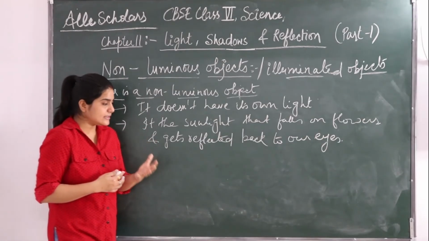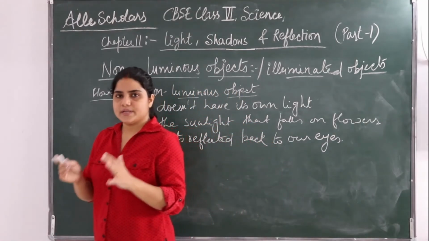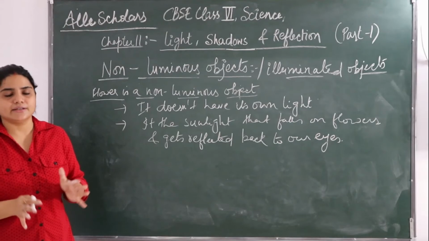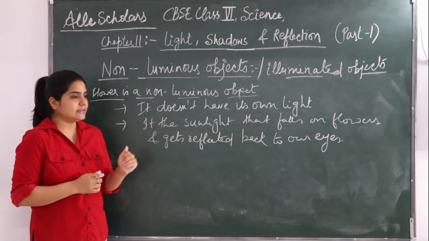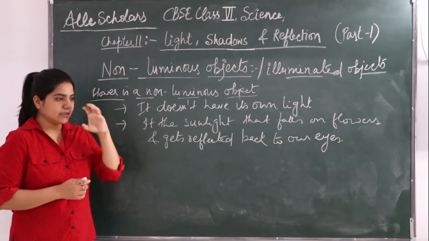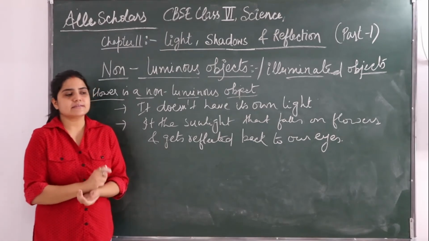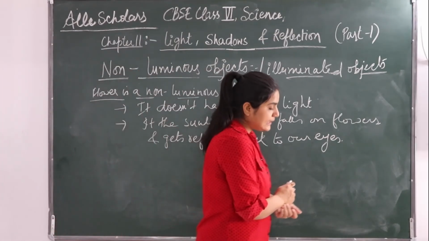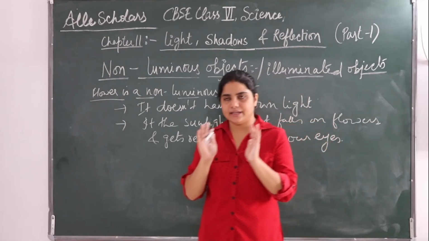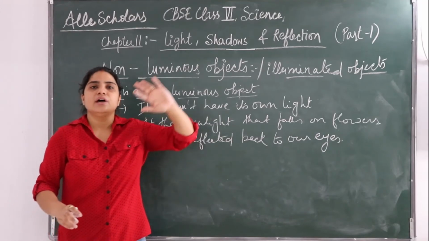Even the air scatters some sunlight. Okay. So air, which is present in the atmosphere, also scatters some of the sunlight. So it is the scattered sunlight which enters our eye and helps us to see all these things that are lying around us, and it's not the direct sunlight.